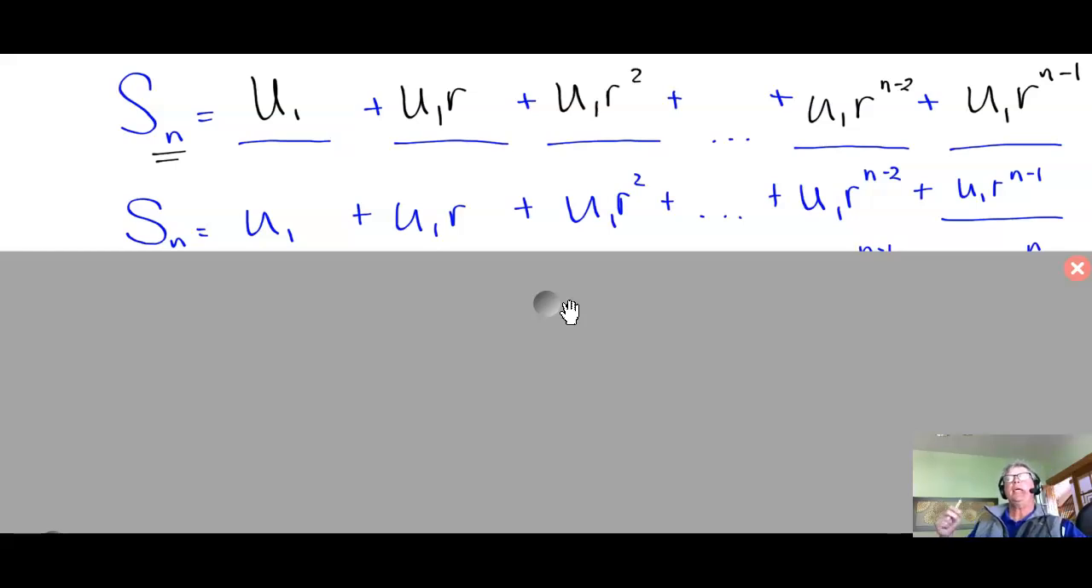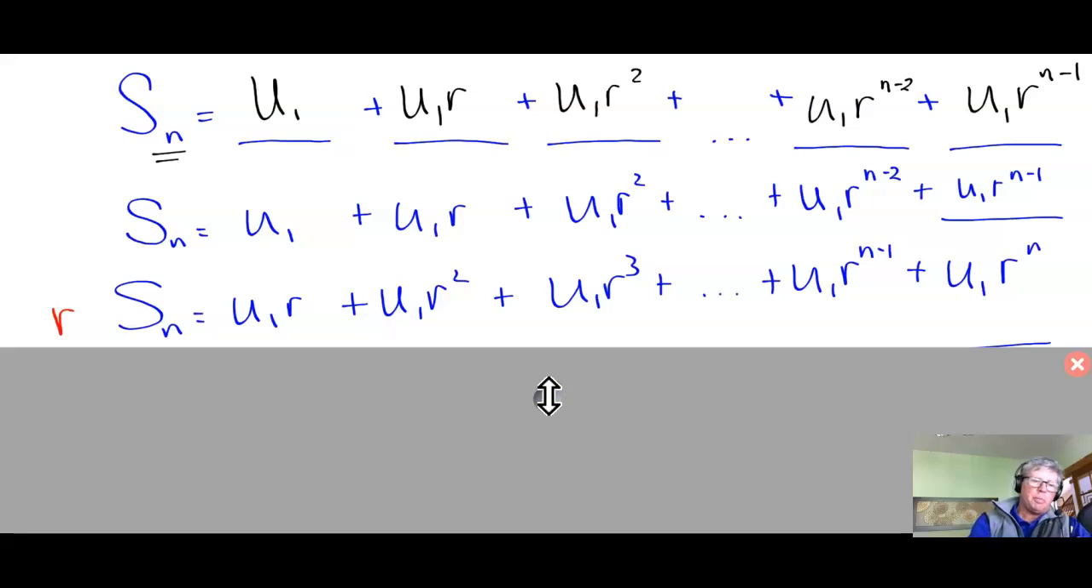Now, this is where you just have to watch. It's not like I'm asking you to come up with this, but this is just phenomenal. There's a lot of terms. First term to the nth term, all these middle terms. How are we supposed to deal with that? Last time we kind of did some combining. Let's see what happens on this one.